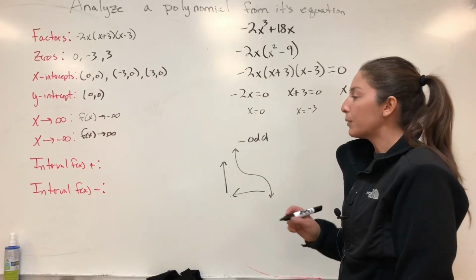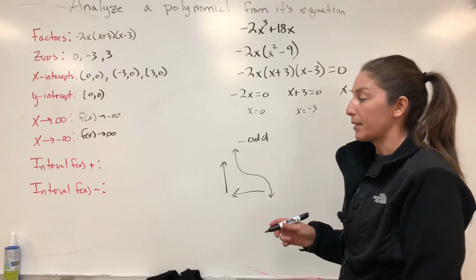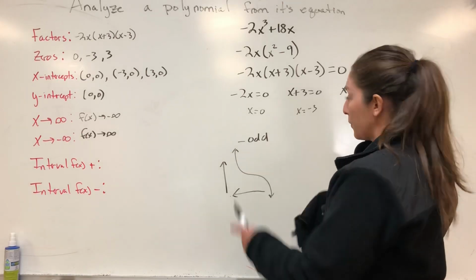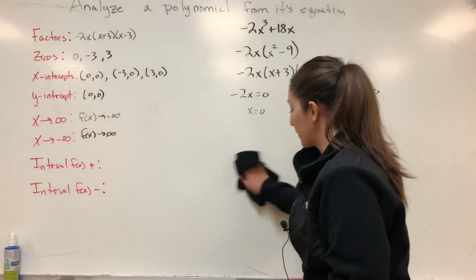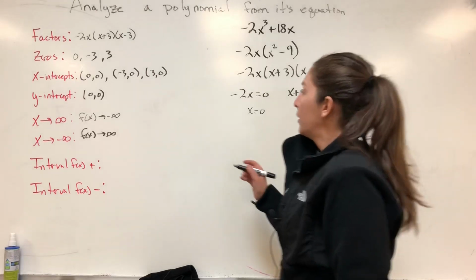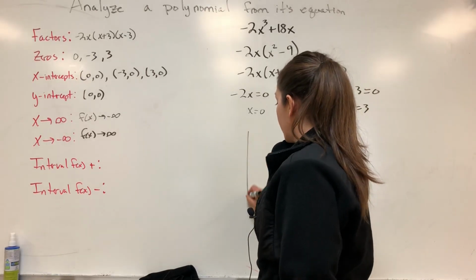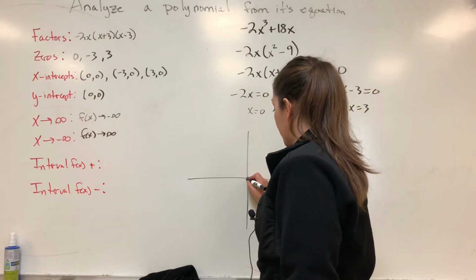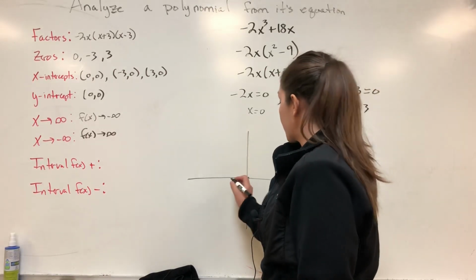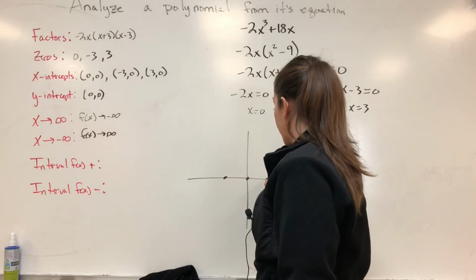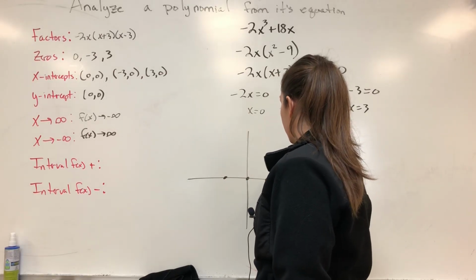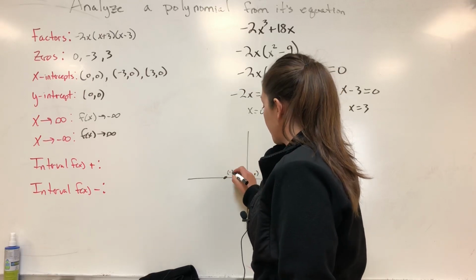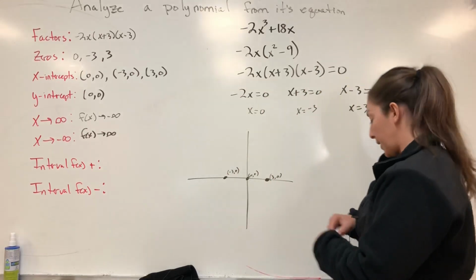Okay, the interval where f of x is positive. So I'm going to draw another rough sketch of this graph, not just the shape, but also involving these x-intercepts. Our x-intercepts are at (0, 0), at (-3, 0), and at (3, 0). So this is (3, 0), this is (0, 0), and this is (-3, 0), and I'm just roughly sketching this graph.